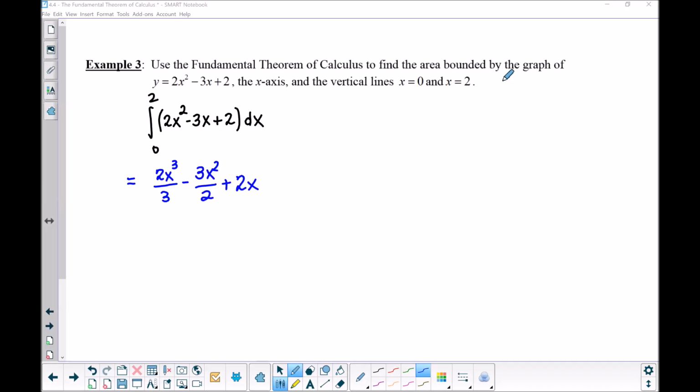Okay, recording part 2 here. So we're doing example 3. We've got our setup. We've integrated this. We have our boundaries that go from a lower boundary of 0 up to a higher boundary of 2. And now we can just simply plug in our numbers.